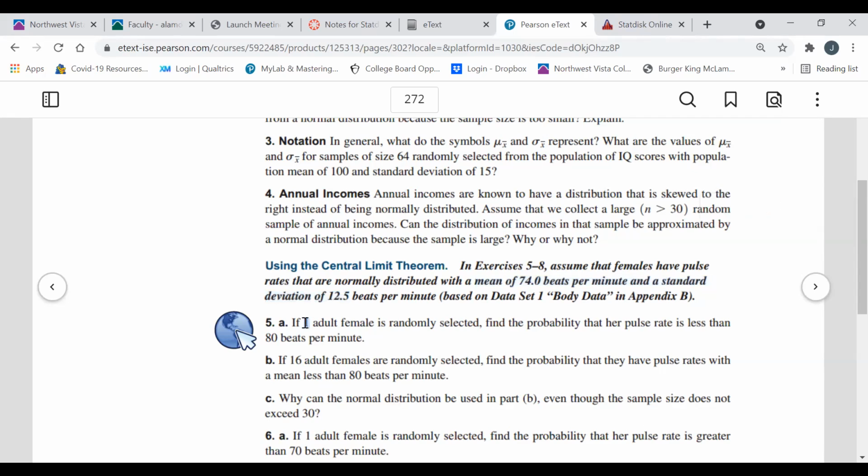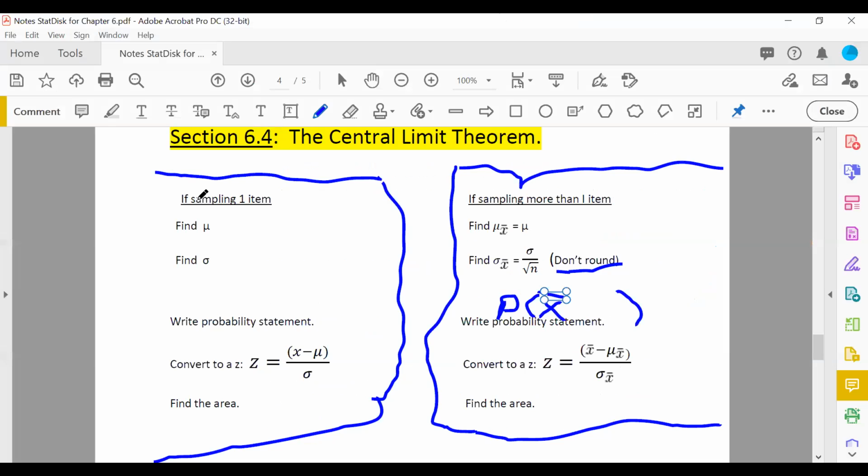It's 1, right? If one adult, so you're doing 1. So you're going to use the left side. Okay, we're going to do the left side because it says we're doing 1 sample. All right, so I already know my mean is 74.0. My standard deviation is 12.5. All I have to do is figure out the probability statement, right?